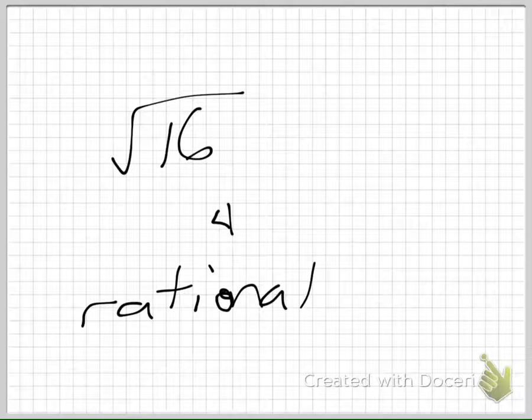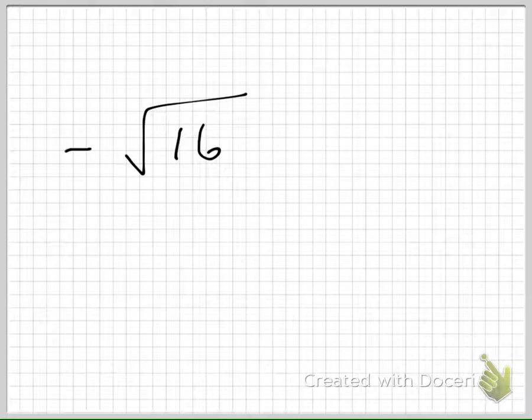If it's a whole number, it's obviously rational. Can it be a negative number? What about this? Let me show you something else. What is this answer? So there's my 16. I have a negative out front.